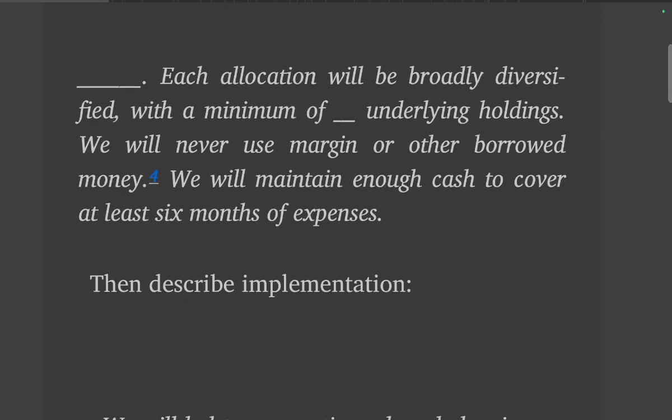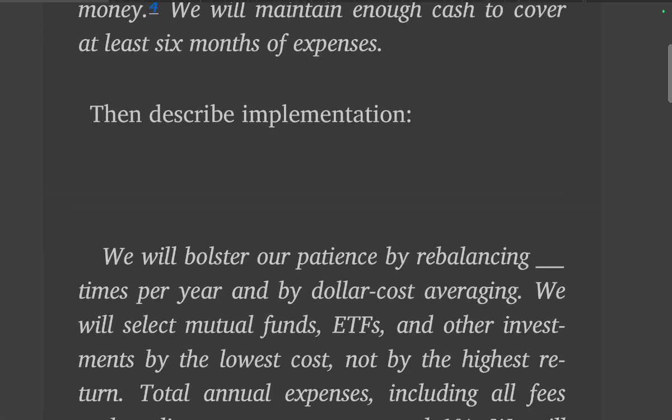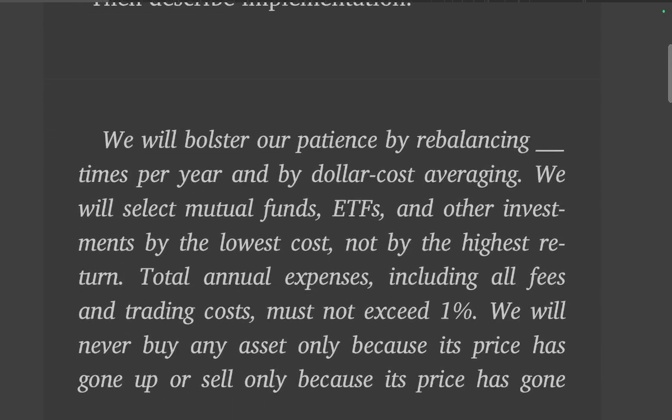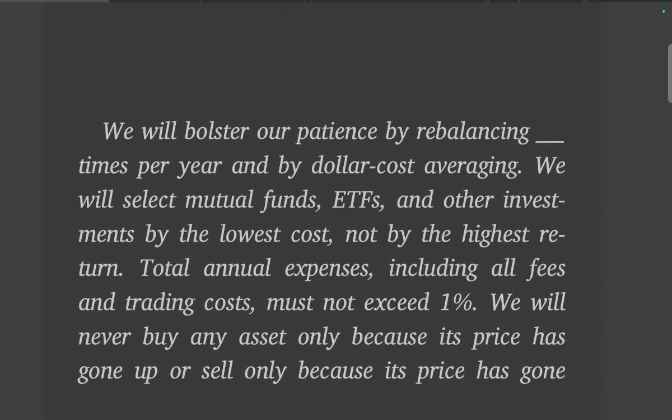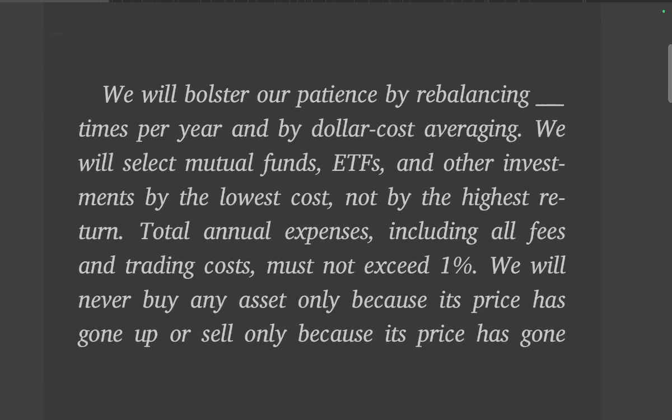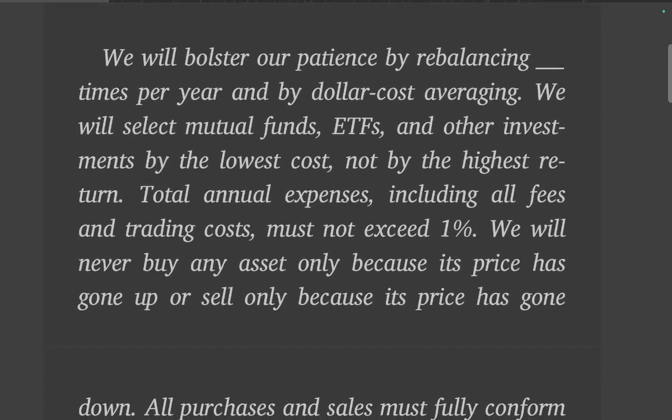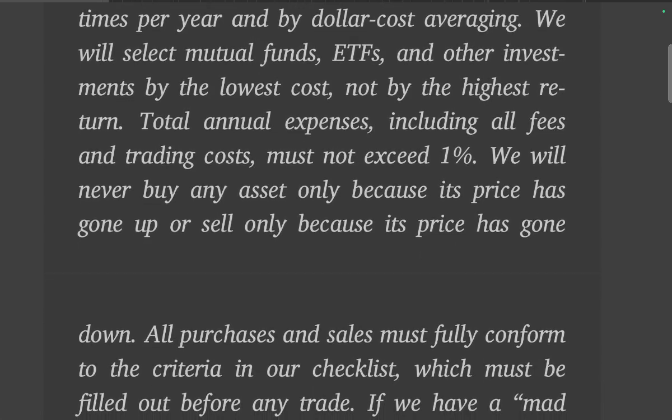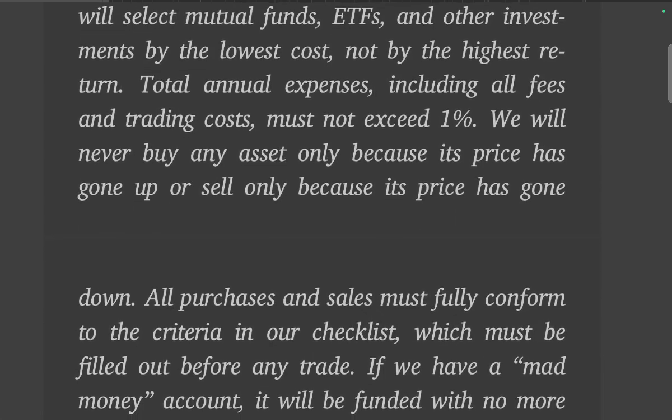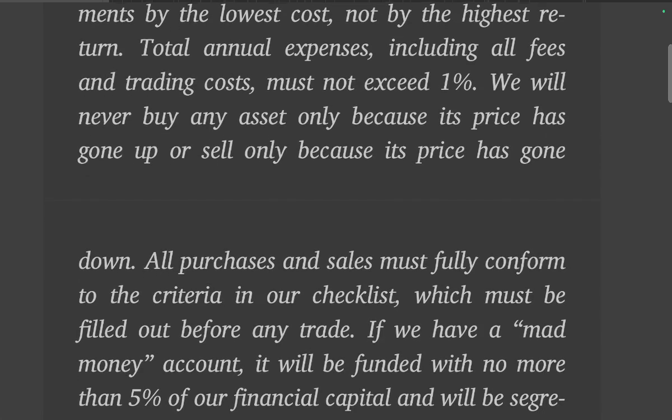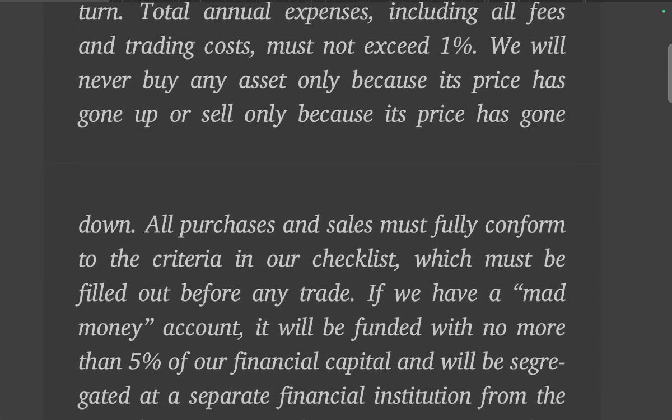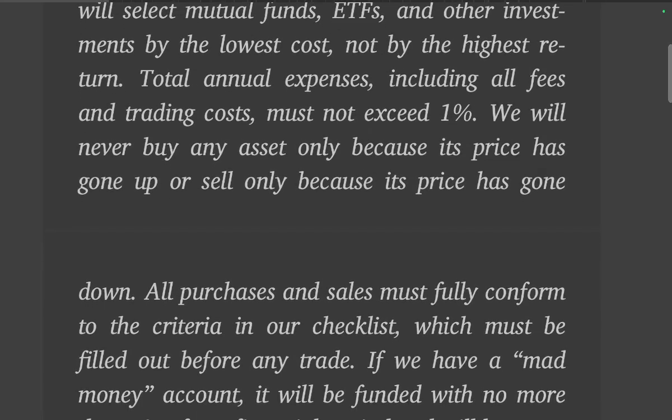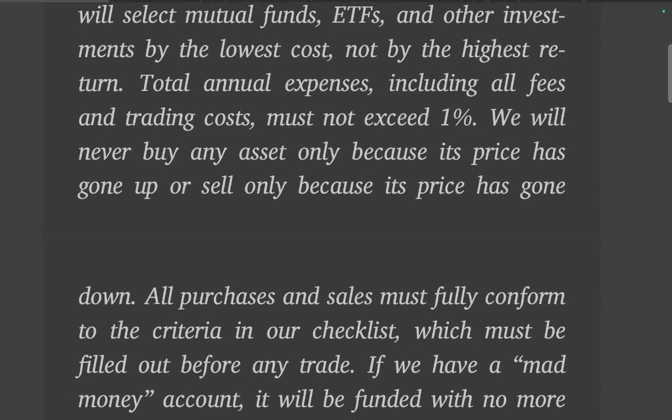Next, the discipline. We will bolster our patience by rebalancing dash times per year and by dollar-cost averaging. We will select mutual funds, ETFs, and other investments by the lowest cost, not by the highest return. Total annual expenses, including all fees and trading costs, must not exceed 1%.